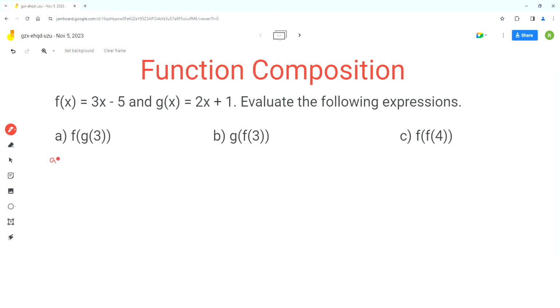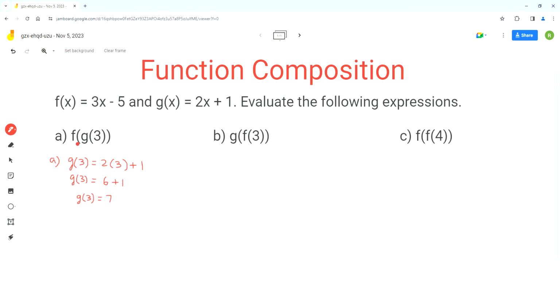In part A, we have to find f(g(3)). So g(3) becomes the input value for the function f. The first step is to evaluate g(3). For that, we'll sub in x as 3 in the given g function. So it becomes 2 times 3 plus 1. Now we have to simplify this. We know 2 times 3 is 6, plus 1 is equal to 7. So g(3) is equal to 7.